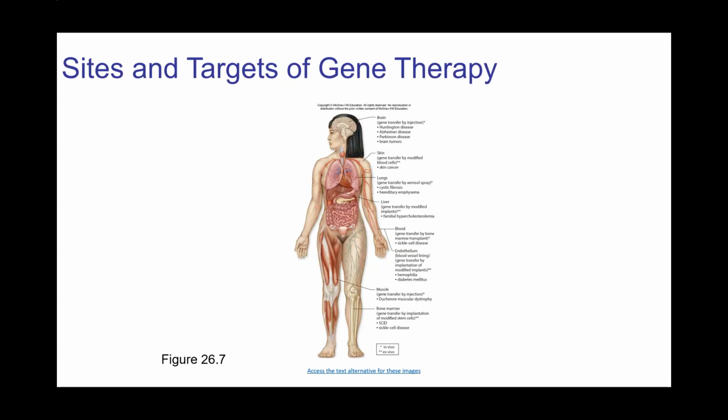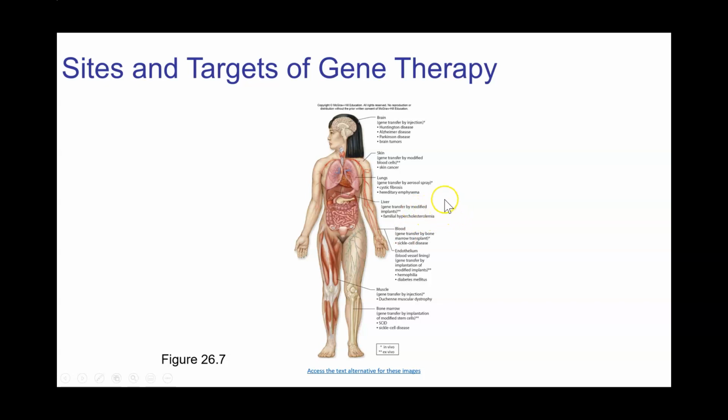So where does this occur? It can occur in many areas of the body. So this figure shows gene transfer by injection. And so these are different diseases that can be treated using injection directly into the brain. Here we have skin cancer. Again, we're going to be transferring this directly into the skin or to the blood cells. Cystic fibrosis, we use an aerosol spray. We can inject.